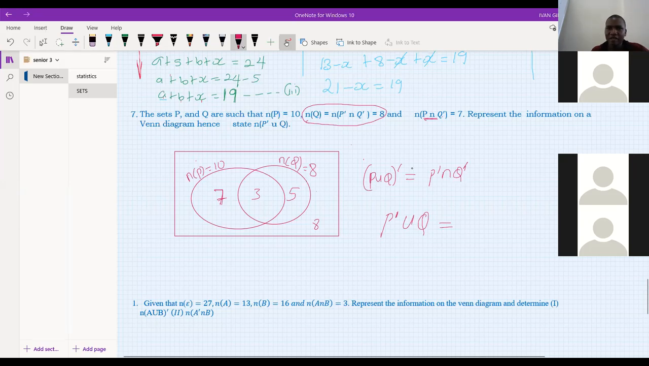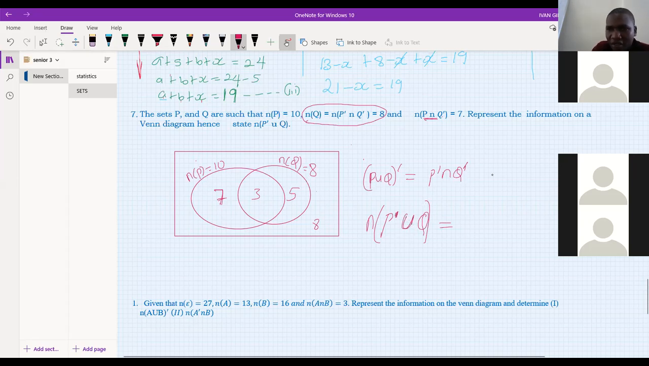What are the number of elements in that? Can somebody tell us that? What are the number of elements in P complement union Q? Can somebody? Yes? How many elements are there in P complement union Q? Jerome Katsime, how can you get the number of elements in P complement union Q?